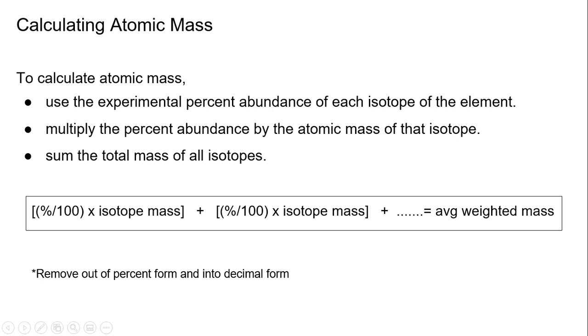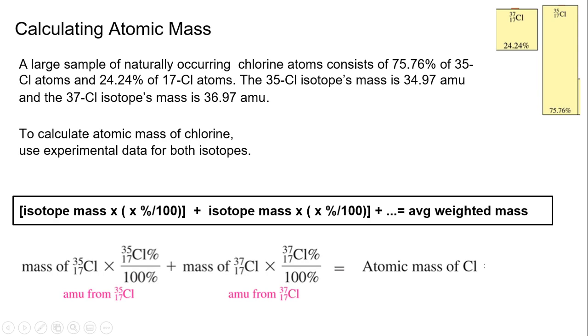The original formula has a sigma sign here and a sigma sign here, and it gets really complicated if you don't understand what sigma means. So I just left it in a way that makes it a little easier to understand. You have a percent abundance, and you divide that by 100, because we do not want it in percent form. We want it in decimal form. Then you multiply it by the isotope mass. Same here, and then you add those together. If you have 4 of these, you do 4; if you have 3, you do 3; if 2, you do 2. That will give you your average weighted mass. Follow sig fig rules.